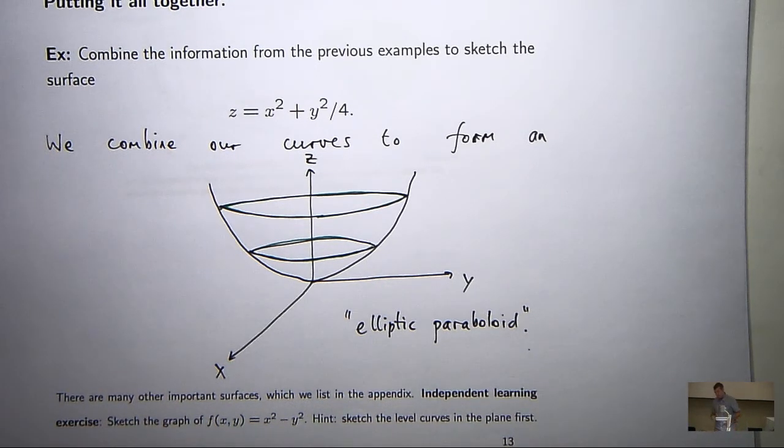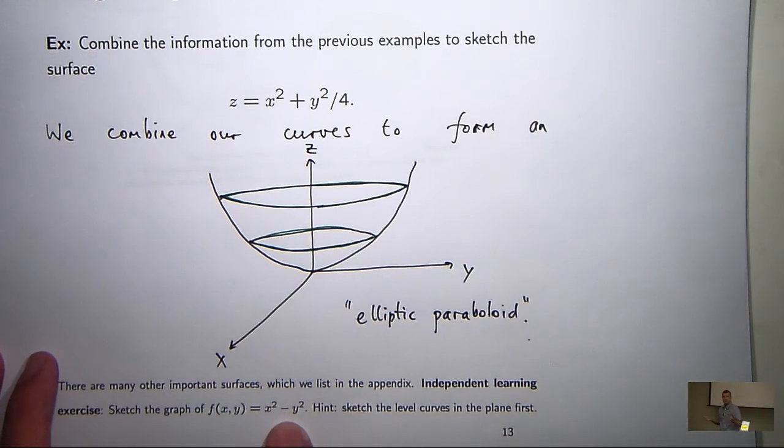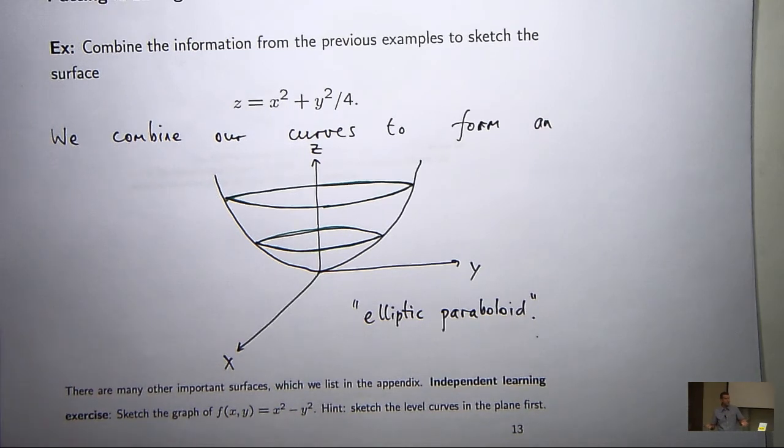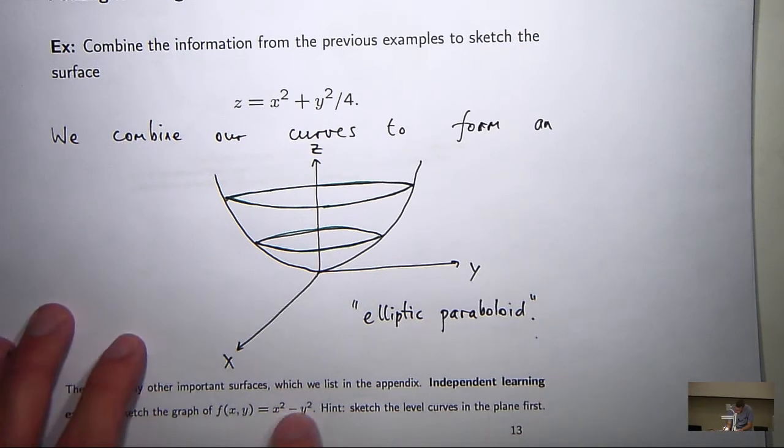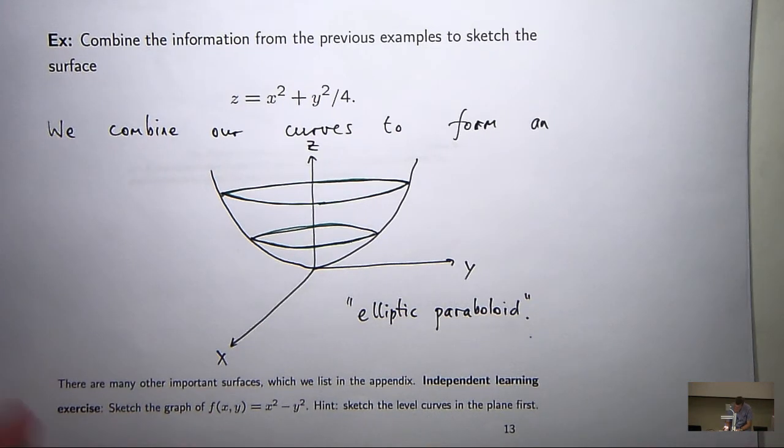Basically, I've asked you to sketch the graph of this function. Now, this is hard. It's hard to draw the contour curves for that. My suggestion is to sketch the level curves first and then lift them up or push them down accordingly. If you can do a question like that, you're doing well. I've left that as an independent learning exercise.